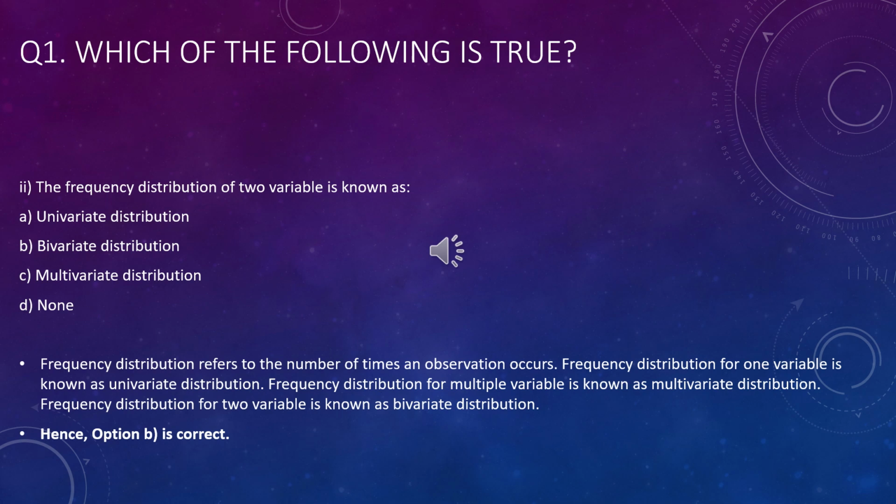So frequency distribution for one variable is known as univariate distribution. Frequency distribution for multiple variables is known as multivariate distribution, and frequency distribution for two variables is known as bivariate distribution. So here accordingly we find that option B is the correct option, which is bivariate distribution.